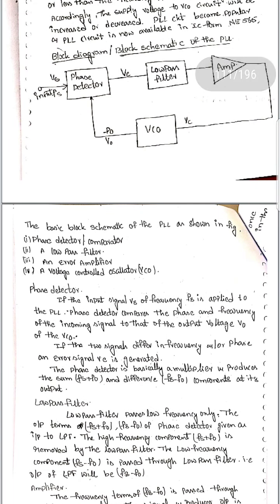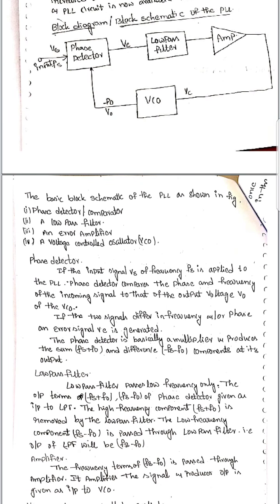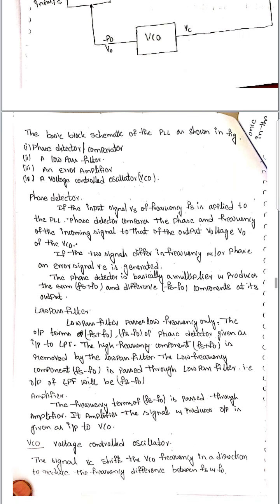This is the block diagram of the PLL. The basic blocks are here: low pass filter, error amplifier, voltage controlled oscillator, and phase detector or comparator. First of all, the phase detector. If the input signal Vs of frequency Fs is applied to the PLL, the phase detector compares the phase and frequency of the incoming signal to that of the output voltage V0 of the VCO.